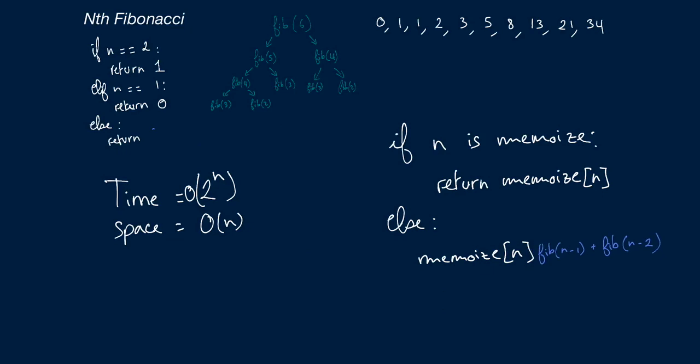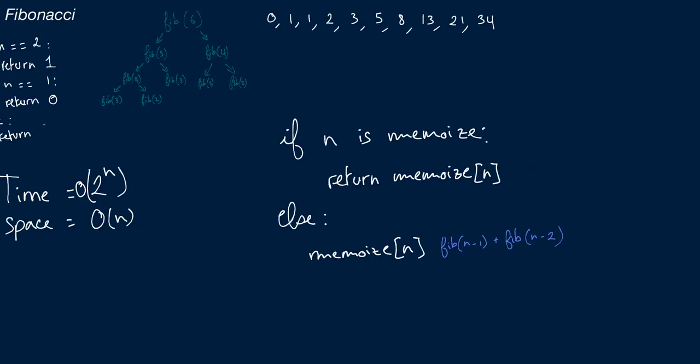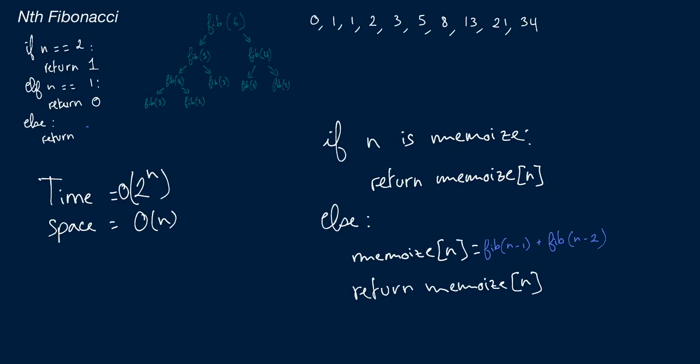So we say memwise of n is going to be equal to fib of n minus 1 plus fib of n minus 2. And then we say return memwise of n. So what's happening in this function? Here, we're storing things in this memwise hash table, and then we're returning them, and whenever we encounter the same n being called, it's going to be in memwise, and we just access it in constant time.